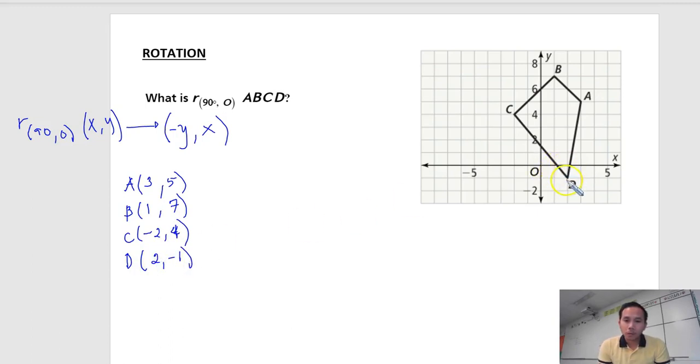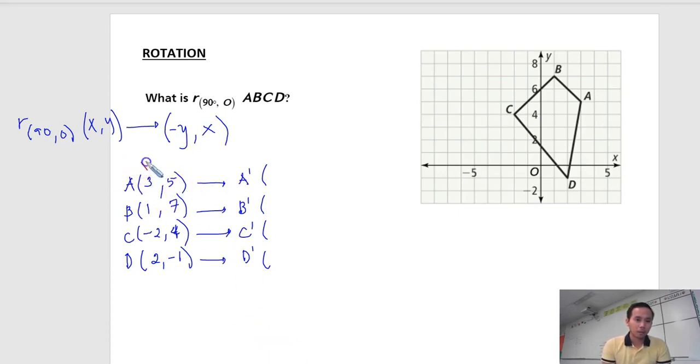2 and negative 1. Now we are going to apply the given rule so that we will have A prime, B prime, C prime, and D prime. So let's apply the rule. It says there I have to flip my x and y. My x here is all the numbers at the first, and then the y is the second number. So I'm going to flip them. So this is 3, 5, so I have to flip that. It will become 5, 3.